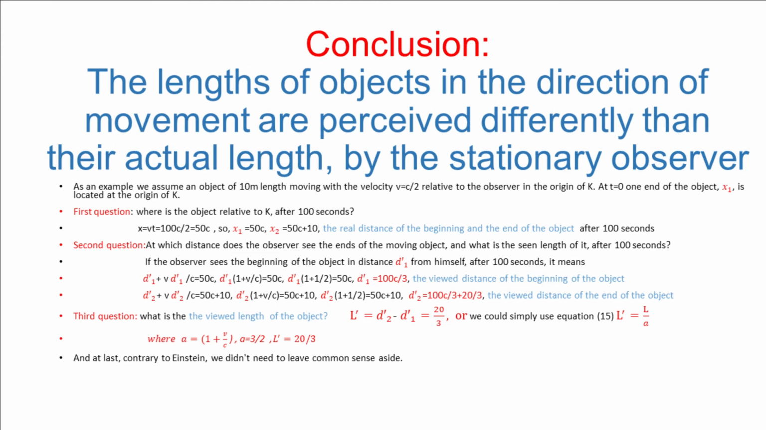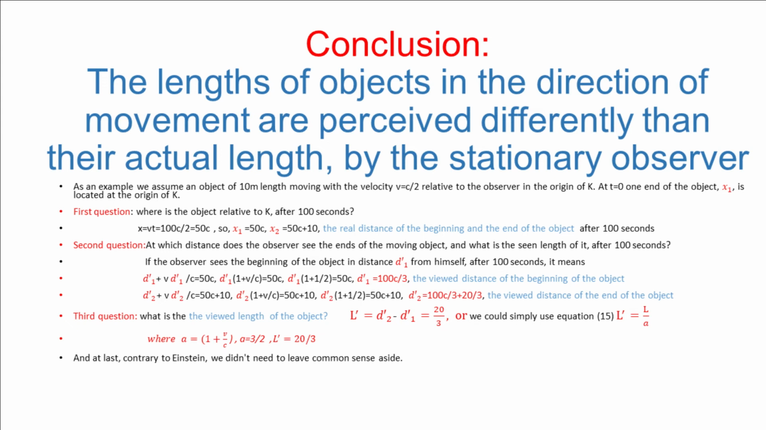Conclusion: the lengths of objects in the direction of movement are perceived differently than their actual length by the stationary observer. As an example, we assume an object of 10-meter length moving with the velocity v equals c over 2 relative to the observer in the origin of k. At t equals 0, one end of the object, x sub 1, is located at the origin of k. First question: where is the object relative to k after 100 seconds?